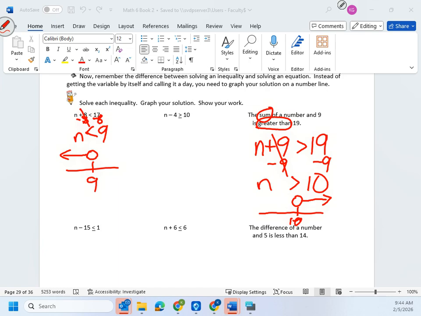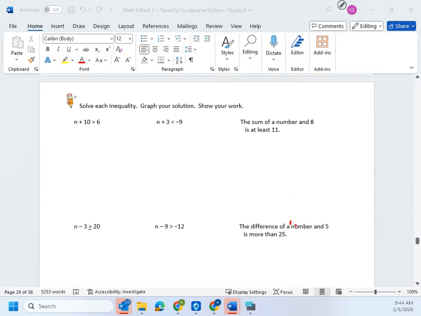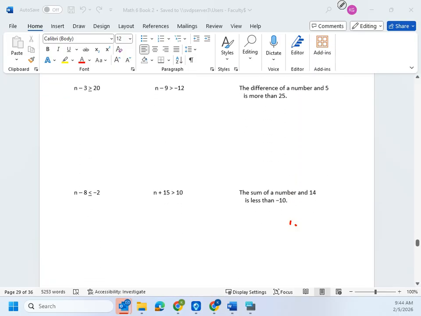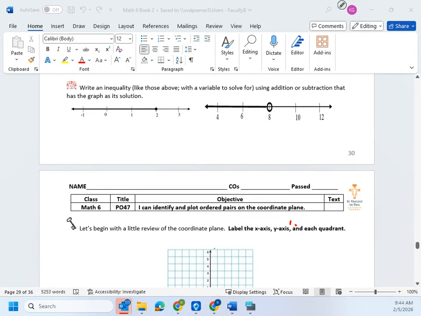On our second page, it's more of the same. This first page, you're working through those one-step operations and graphing it. Second page, it's the exact same thing. Solve the inequality, graph your solution, show your work, show that opposite operations that you're doing. At the very bottom, it gives us the graph, and we have to write the inequality statement.